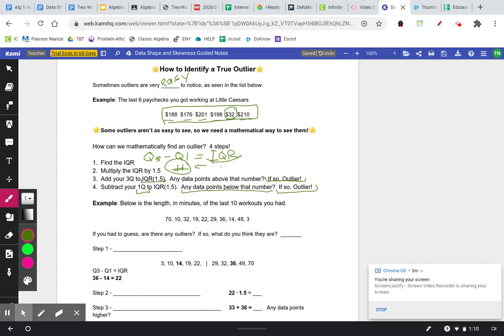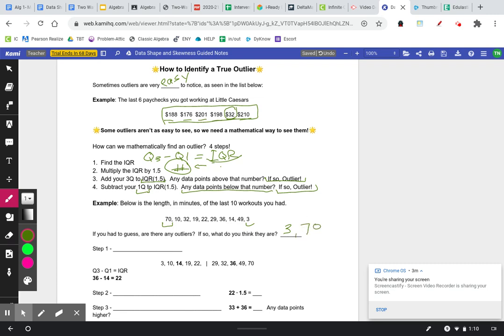It says we have the length in minutes of the last 10 workouts that you had. So we have 70, 10, 32, 19, 22, 29, 36, 14, 49, and 3. Those are how long your last 10 workouts were. It says if you had to guess, are there any outliers? If so, what are they? Well, the first number that jumps out to me is this 3. I'm thinking 3 is possibly an outlier, so I'm going to write down 3. No other numbers seem too small. The only other number that seems like it could be an outlier is 70, so I'm going to write down 3 and 70.